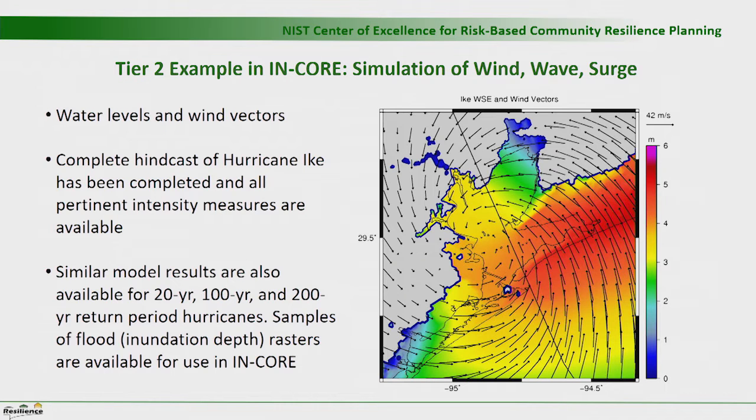A tier 2 example would be something like ADCIRC, looking at water levels and wind vectors combined. And so there's a complete hindcast available, and that'll be released with INCORE at the end of the year, as Bruce mentioned, or will mention, excuse me. And that'll be for Hurricane Ike. There'll probably be several others as well.